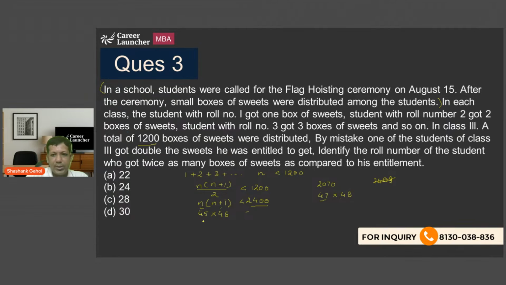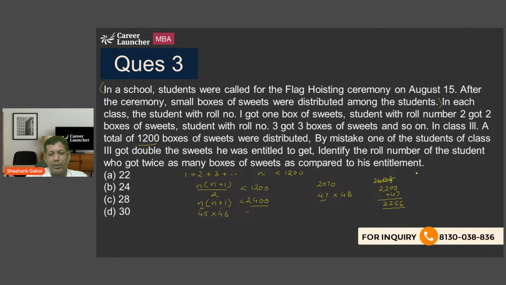So 46. 47 is 2209 plus 47. This comes out to be what? 2256. Okay. Still we got some scope, right?